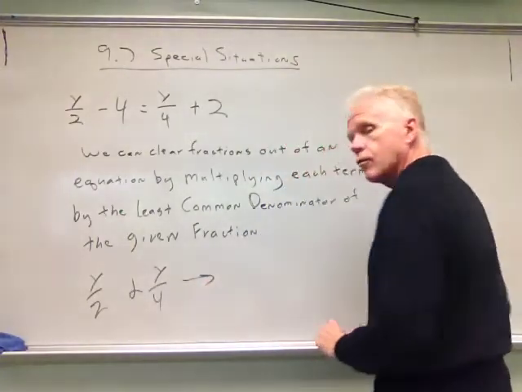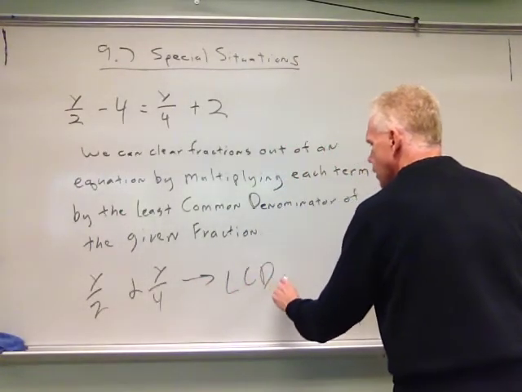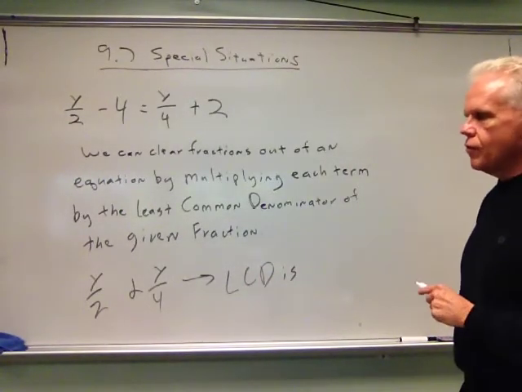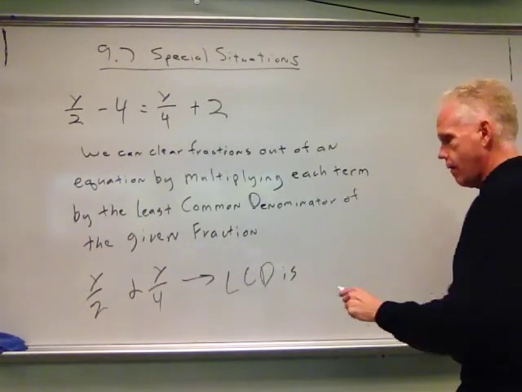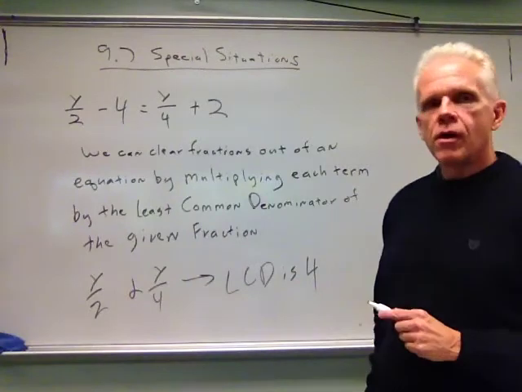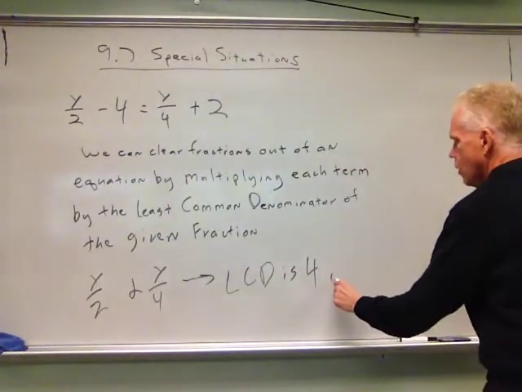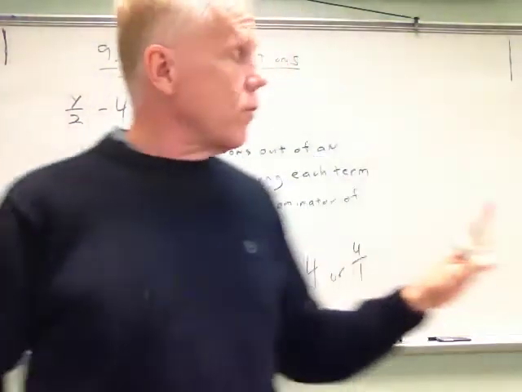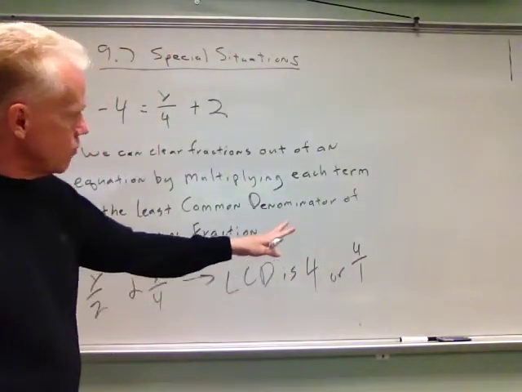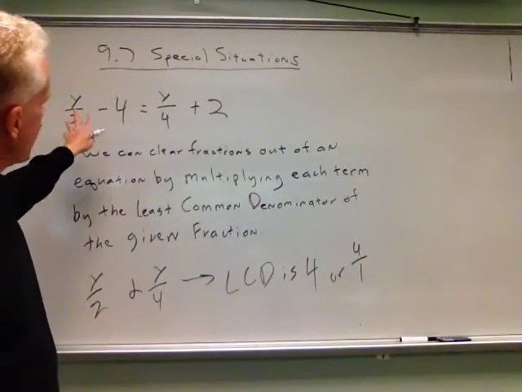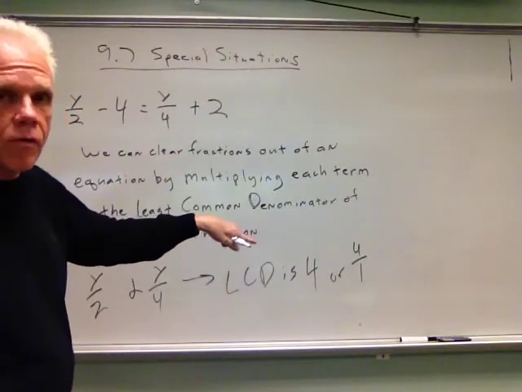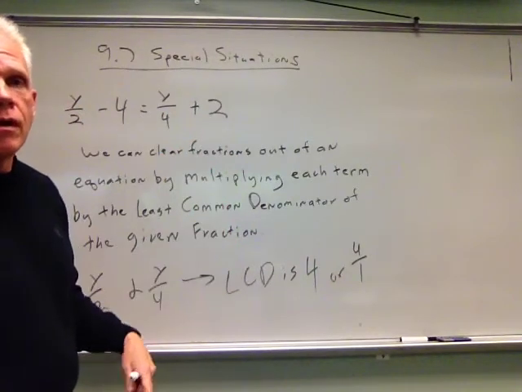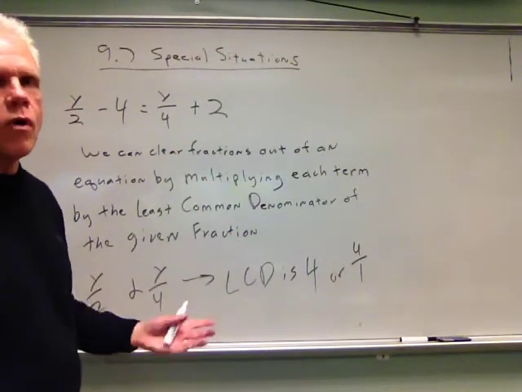So, with those two fractions, what do you think the LCD is? Least common denominator for 2 and 4, or for y over 2 and y over 4. How about 4? That's the smallest number they both go into. Or 4 over 1, same number. We can use it whichever way we need, but if we multiply each term in this equation by 4, or 4 over 1, the fractions will just be gone.